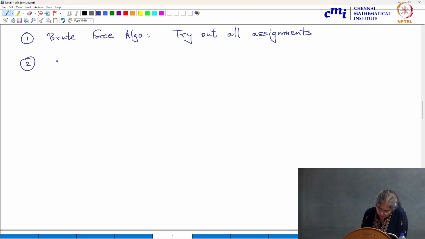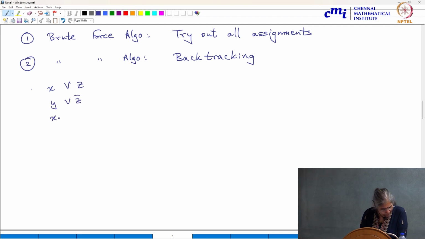Here's another essentially brute force algorithm, and this is a backtracking algorithm. To understand why I'm even calling this brute force, maybe it's best to do this via an example. So let's look at a bunch of clauses I have: x or z, y or z bar, x. I hope I write this correctly, otherwise we'll all get stuck.